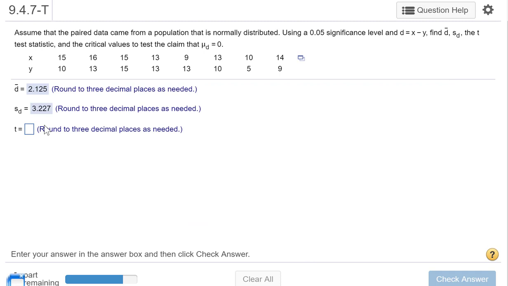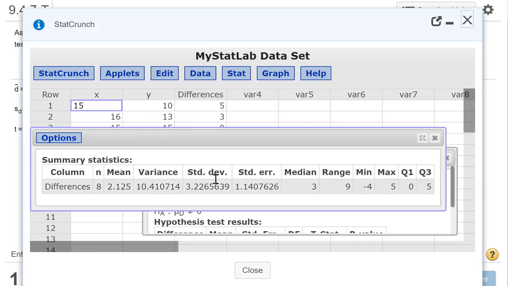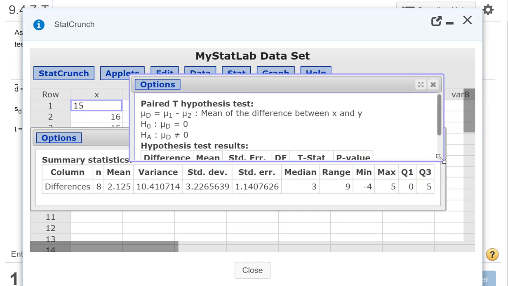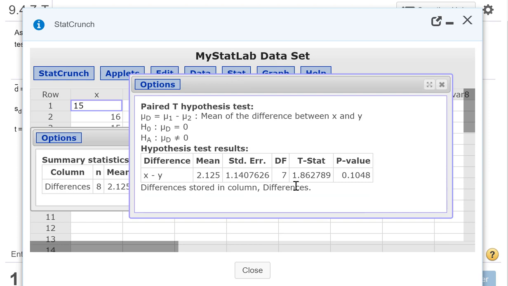Now it wants to know the t-test statistic. We already have that. So it is right here. 1.863.